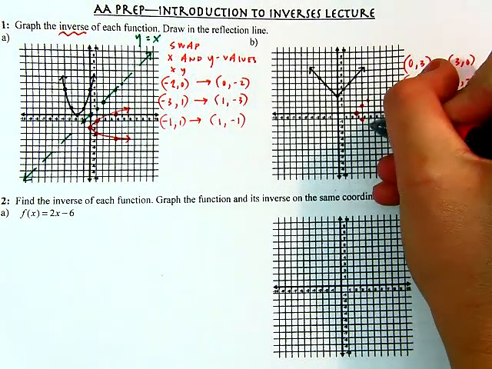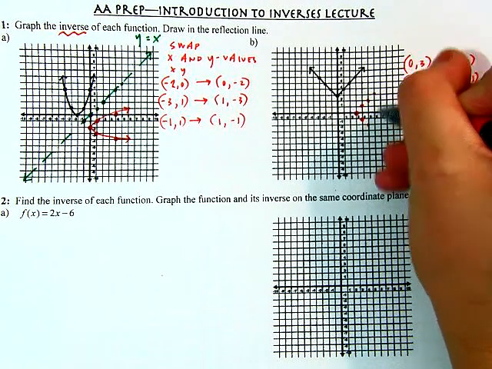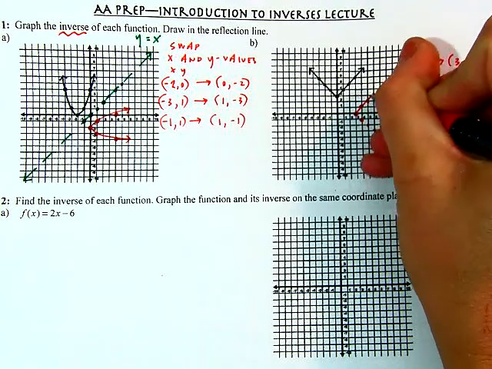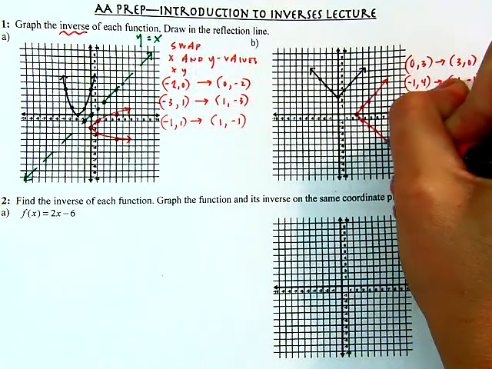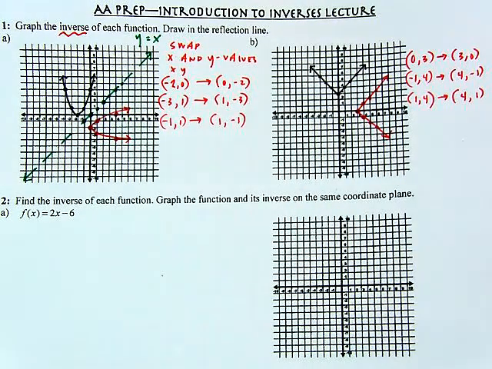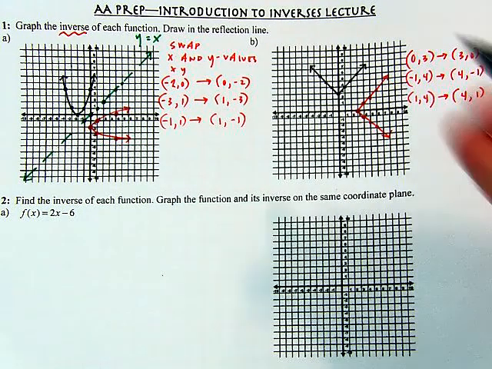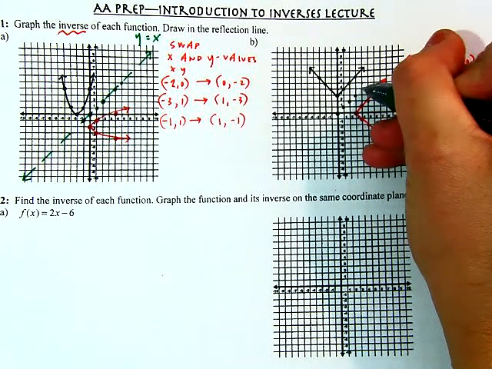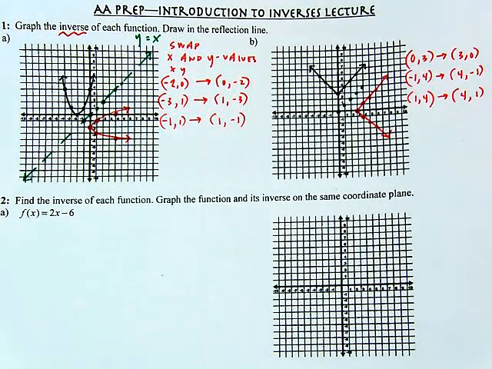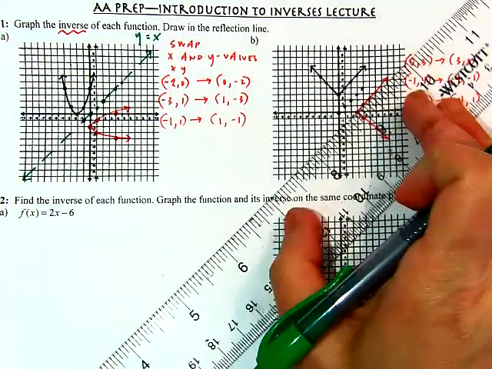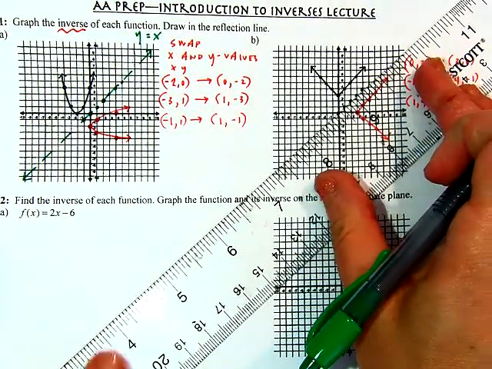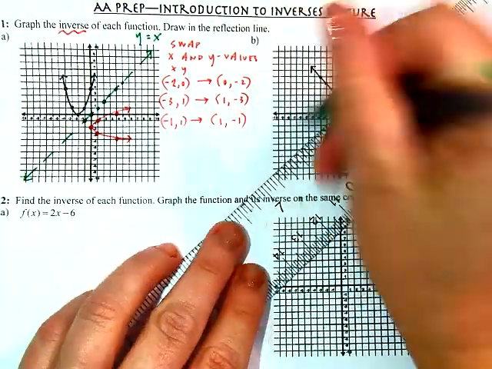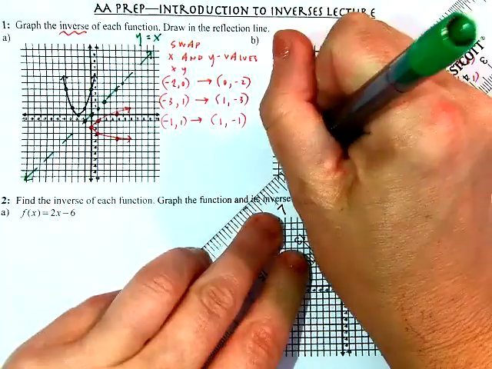I'd have a point here and here. Here and here. And then here we go. So I can see my inverse right there in red. And then if I draw in my line of symmetry, my mirror line, starting at the origin, up 1, right 1, up 1, right 1, here would be my mirror at y equals x. That is my reflection line.